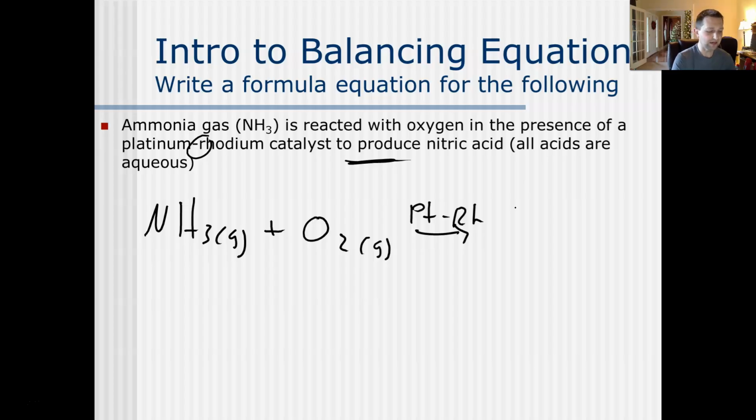To produce nitric acid, you should know nitric acid is HNO3, and it says all acids are aqueous, so it's aq. If you don't know nitric acid, you can't balance it and this whole chain reaction is wrong. So again, nomenclature is important here going forward.